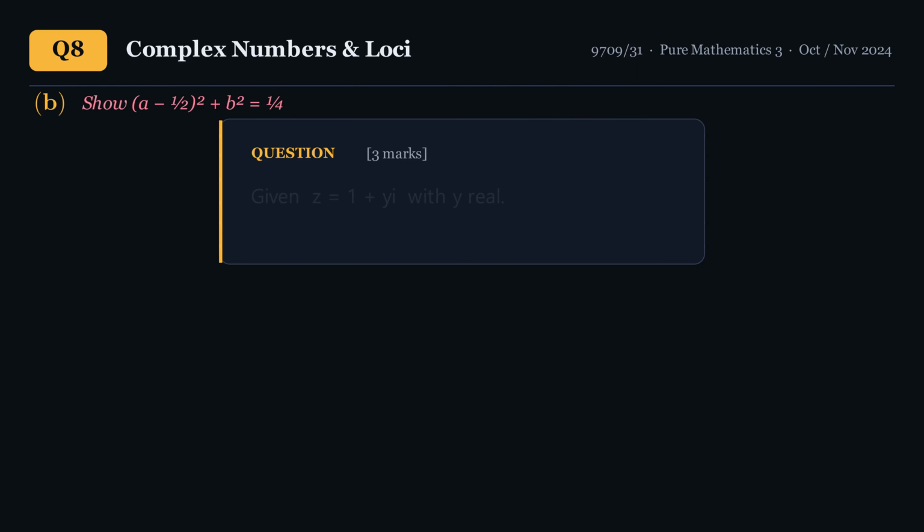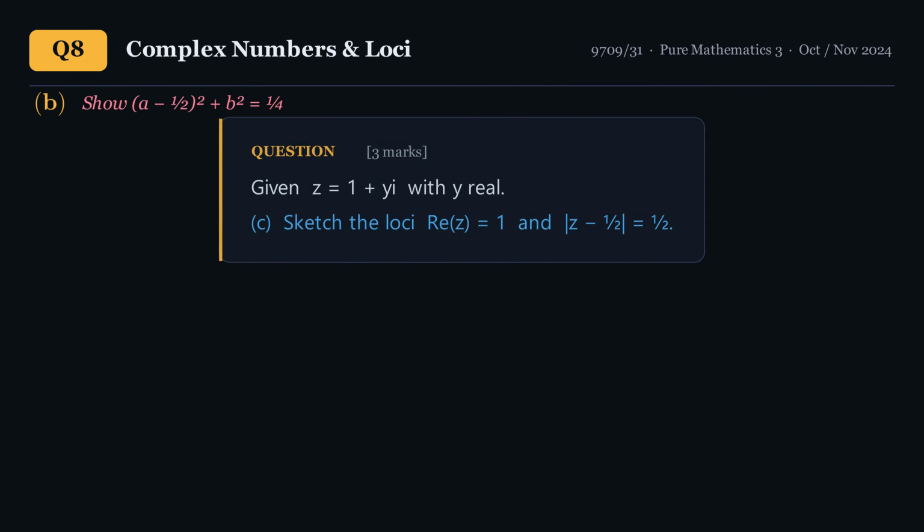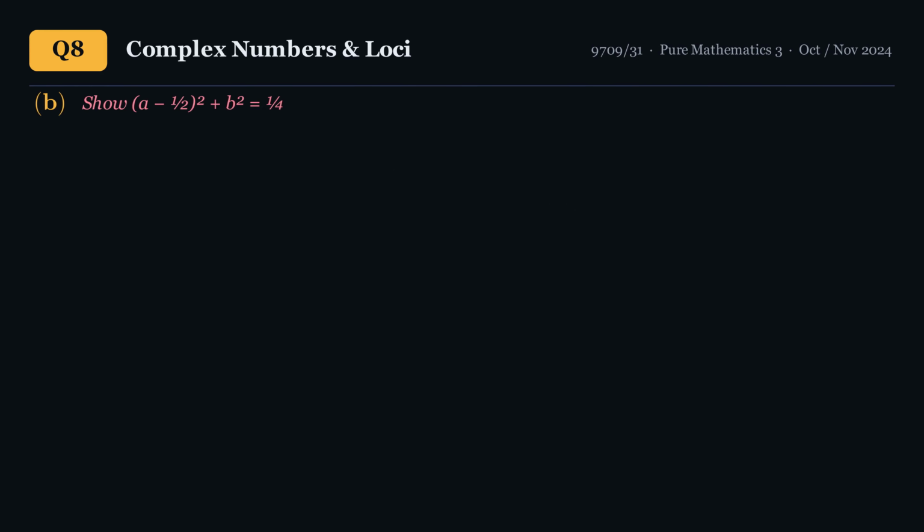Given z equals 1 plus yi, with y real. Part C, sketch the Loci real part of z equals 1, and mod z minus a half equals a half. Now let's work through the solution step by step. Sketch the two Loci. Draw the Argand diagram.